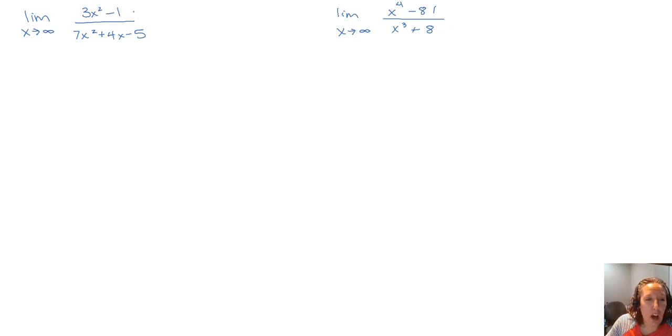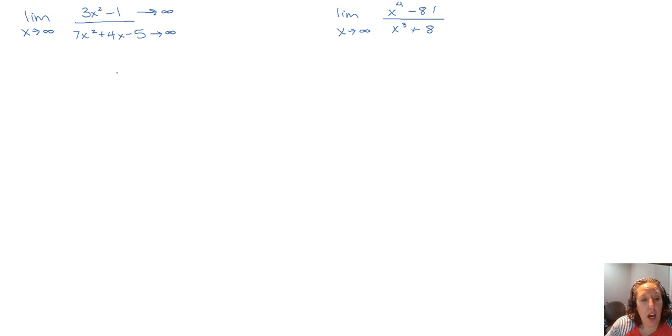So our top is going to approach positive infinity. On the bottom, again, we have the same thing. x squared is going to get bigger, multiply it by 7, and it's going to be even bigger. And the bigger x gets, the more and more 4x minus 5 is not going to make a difference. So this one's also going to infinity over infinity.